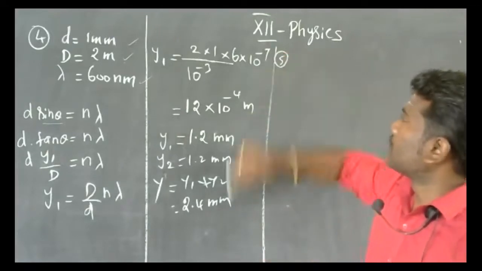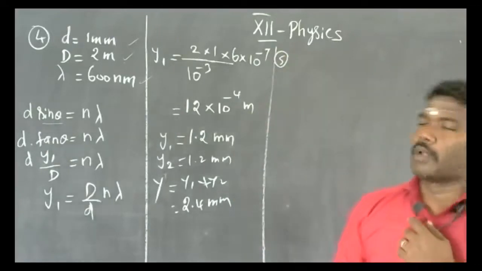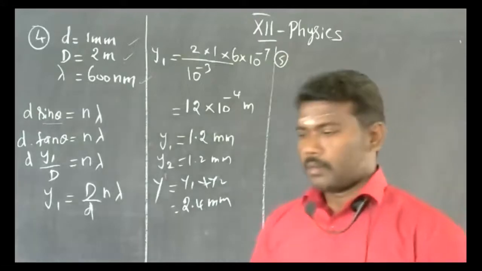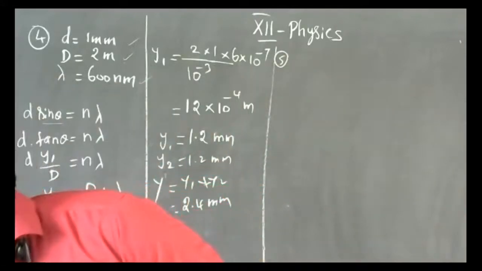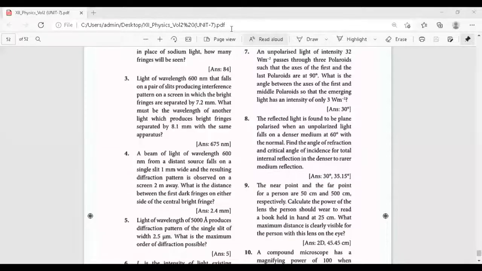Next, the fifth question is also based on the same formula as the fourth question. See the fifth one. Light of wavelength 5000 Angstrom produces a diffraction pattern of a single slit of width 2.5 micrometer. What is the maximum order of diffraction possible? For maximum order, the sin theta value is equal to 1.